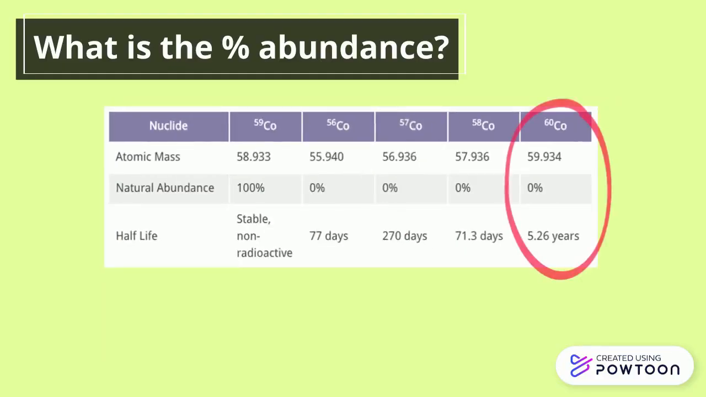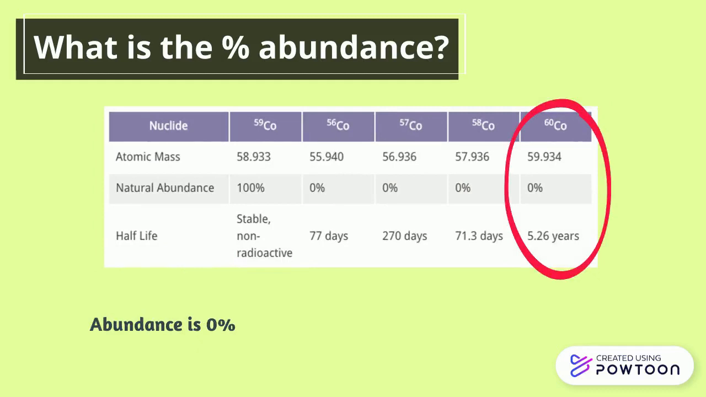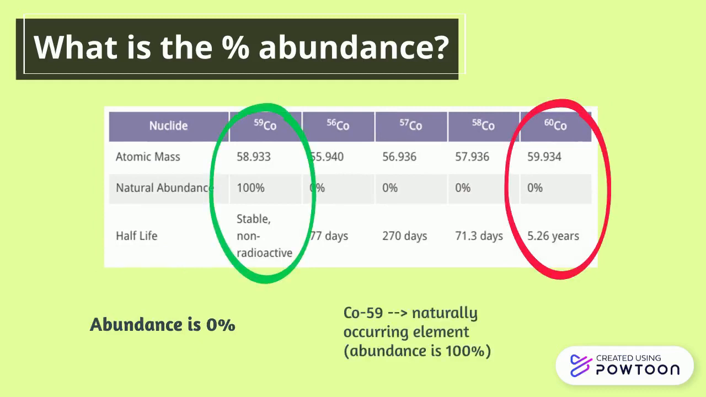The percent abundance of Cobalt-60 is 0%, but also take note that Cobalt-59 is a naturally occurring element since its abundance reaches 100%, which makes the rest of the cobalt isotopes man-made.